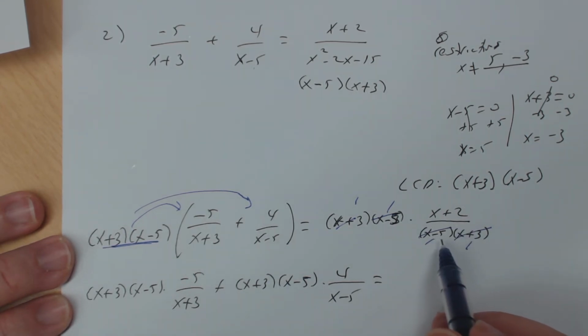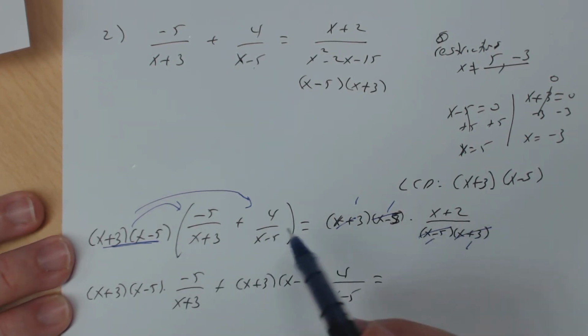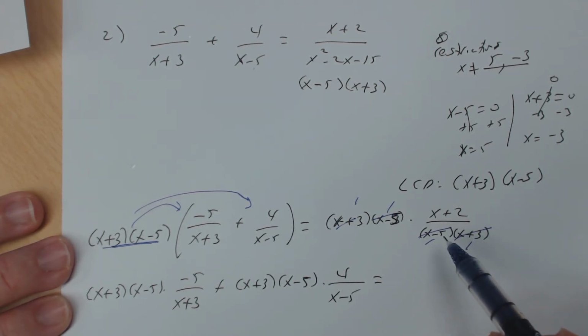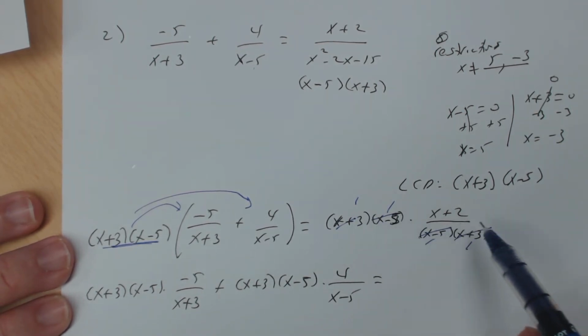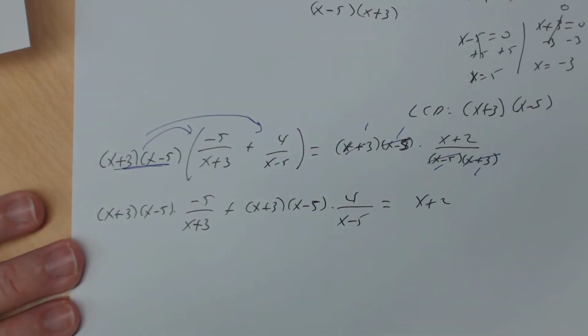Remember, you want 1 in the denominator, which is what you're trying to do when you multiply both sides of an equation by the LCD, is to clear the fractions, meaning that you want to get 1 in this denominator. But 1 times 1 is 1, and 1 times x plus 2 is just x plus 2. I don't need parentheses here. It's just 1 times x plus 2 is x plus 2.